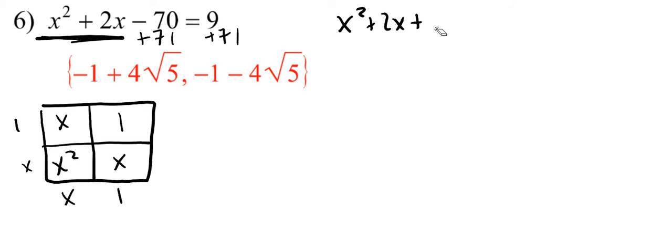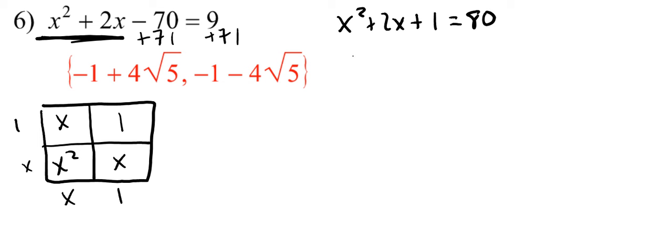Nope, that's not 71. What is that now? Negative 70 plus 70 is 1, equals 9 plus 71, which is 70. Nope, is 80. Right? All right. So we've made our perfect square.